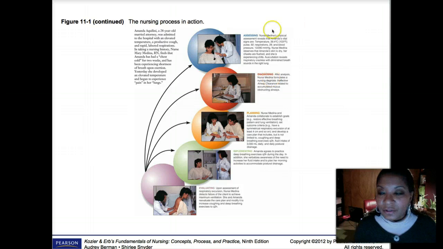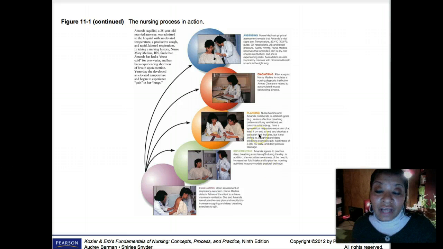So the next slide here is the nursing process in action. You're going to notice here that Nurse Medina is doing a physical. She's collecting data. From that data, she's going to determine if there's a problem that she can solve by good nursing care. And then she's going to have a plan, and then a set of actions. Implementation is a set of actions that are needed to actualize the plan. And then she's going to evaluate and see if her plan worked.